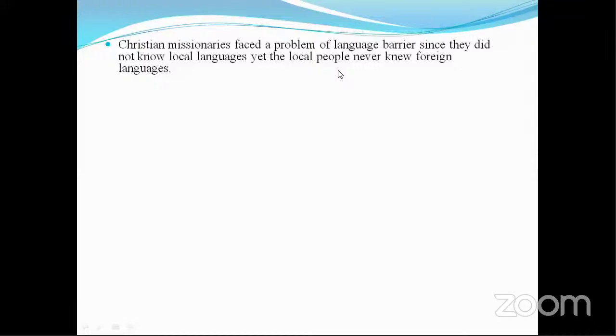So we are saying Christian missionaries faced a problem of language barrier since they didn't know the local languages, and then the local people didn't also know the foreign languages. You can see.